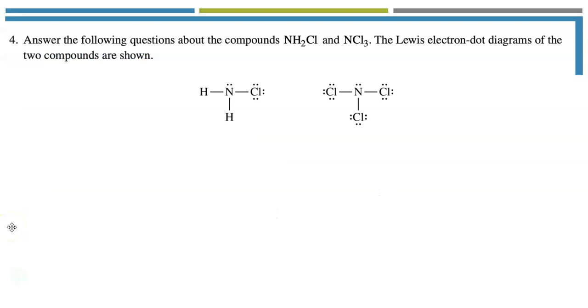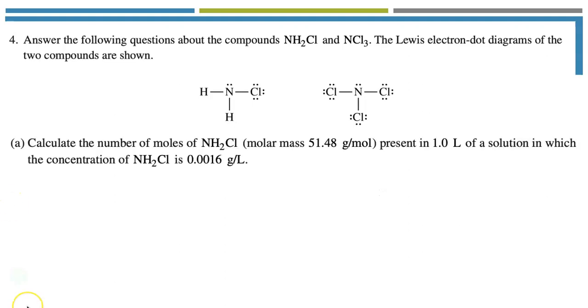Question number 4 begins. Answer the following questions about the compounds NH2Cl and NCl3. The Lewis dot diagrams of the two compounds are shown. Part A says, calculate the number of moles of NH2Cl, with a molar mass of 51.48 grams per mole, present in 1.0 liters of a solution in which the concentration of NH2Cl is 0.0016 grams per liter.